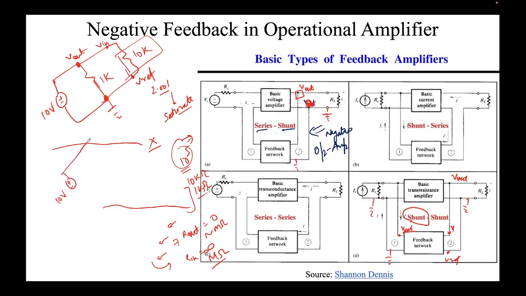10 volts. What is the current flowing through the 1 kilo ohms resistor? 10 volt by 1k, 10 milliamp. Right. Let's say I assume one more resistor here. Let's assume its value is 9k. Can you tell me what is the current now? It will be 1 milliamp. But what's happening here?